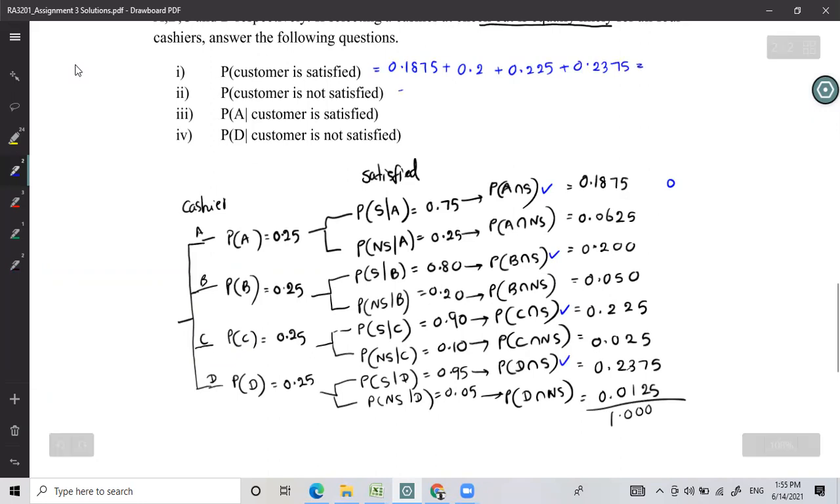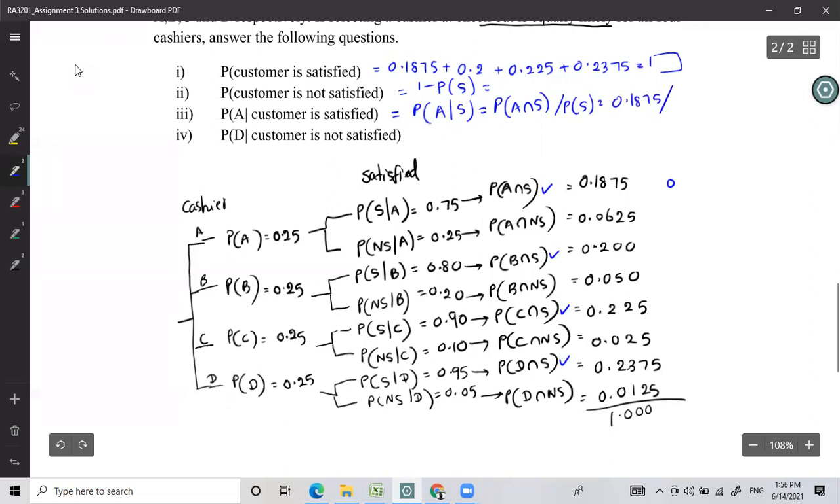Then not satisfied will be 1 minus P(S), because whatever answer you got here, you can use it to find P(not satisfied). The next is the probability A given customer is satisfied. You don't have it in the tree diagram. What you have is S given A. These are not the same. So you can use the definition. A intersection S is there, 0.1875, and you divide by P(S). P(S), you have the answer in the first part, right? So I put this answer here. So you can find the value.